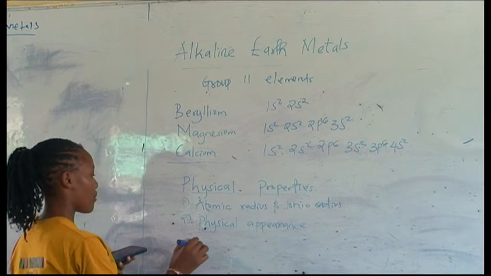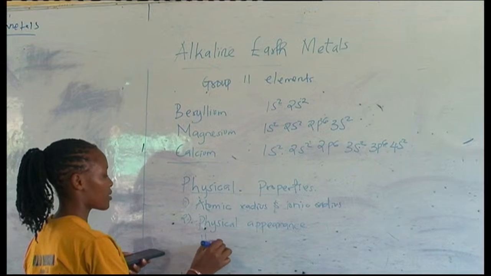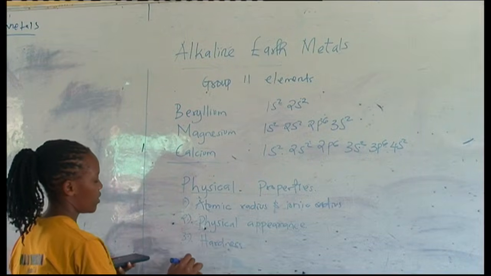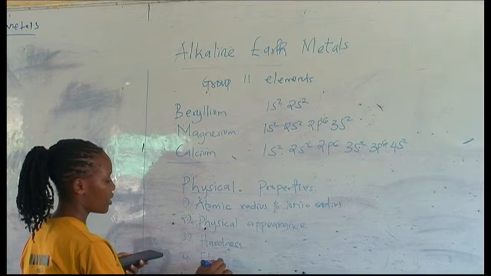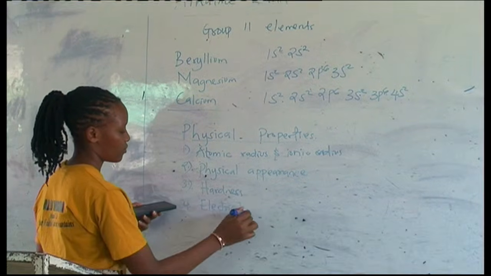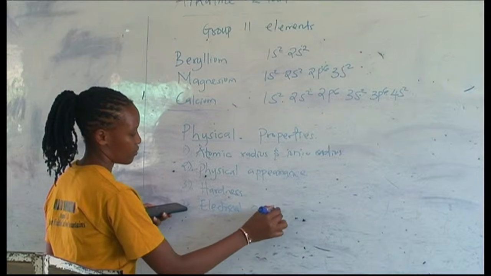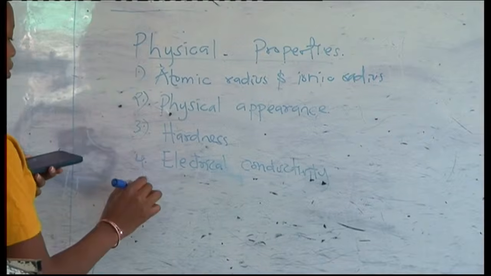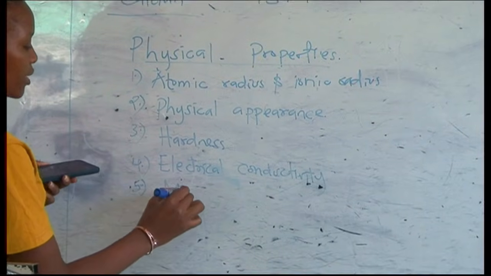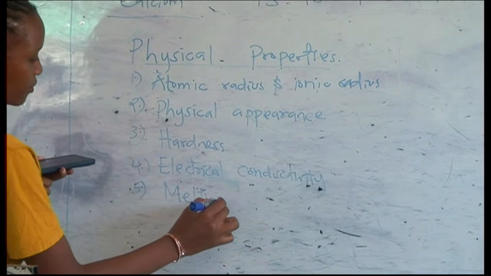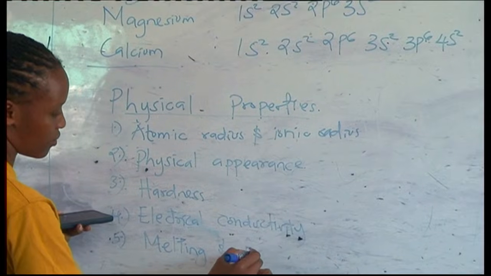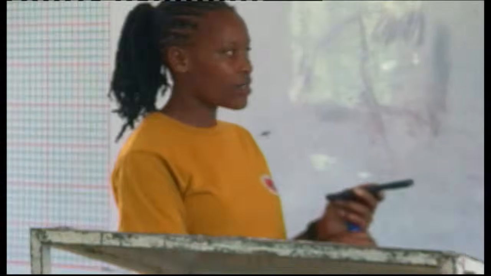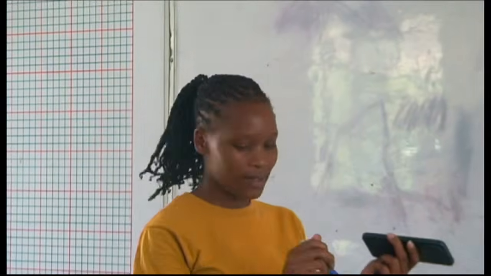We are also going to talk about hardness, electrical conductivity, and then we are also going to talk about melting and boiling point. Now, let us start with the atomic and ionic radius.